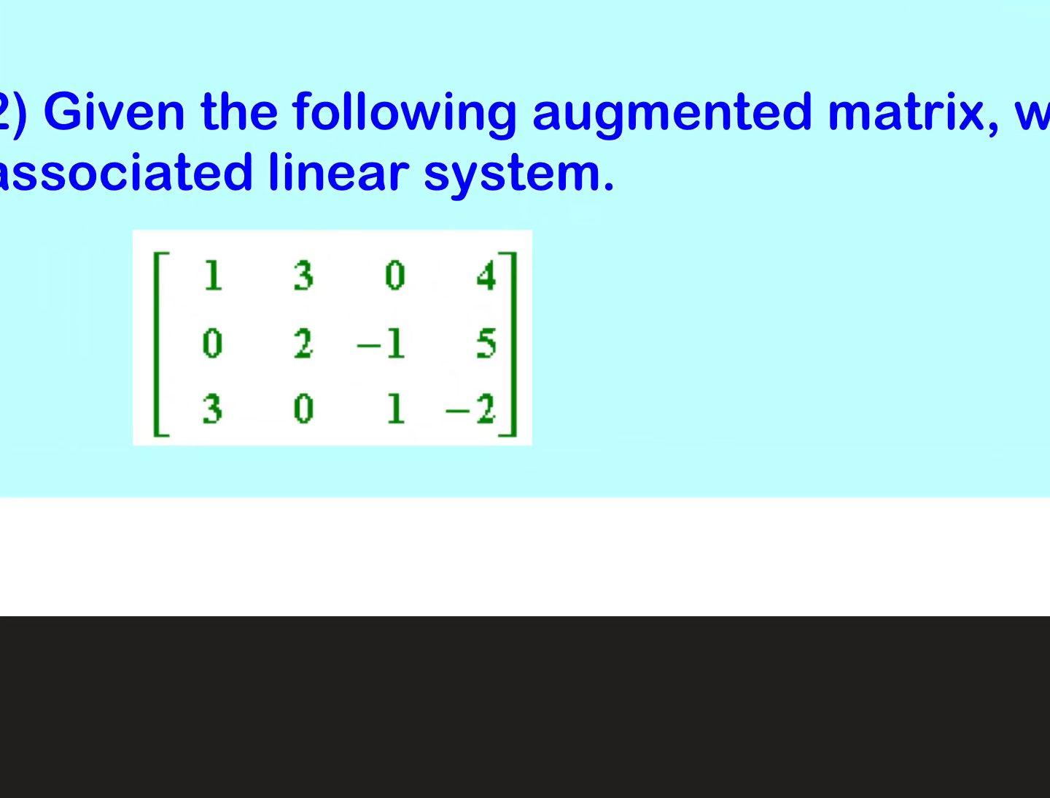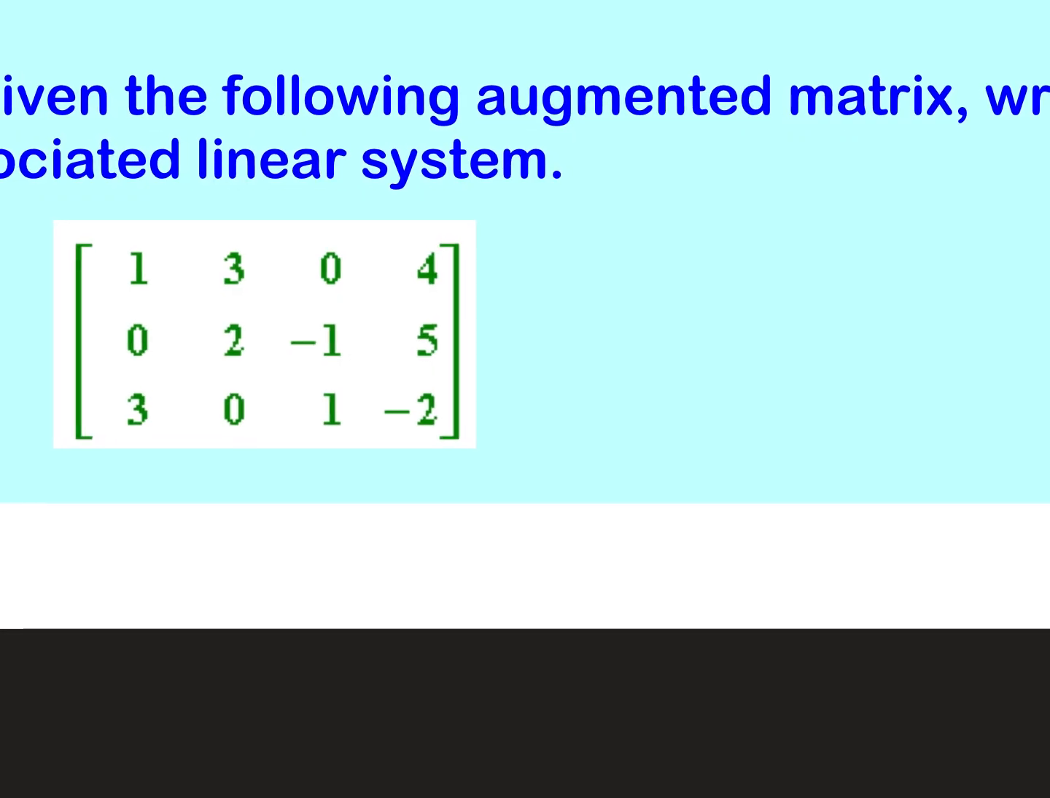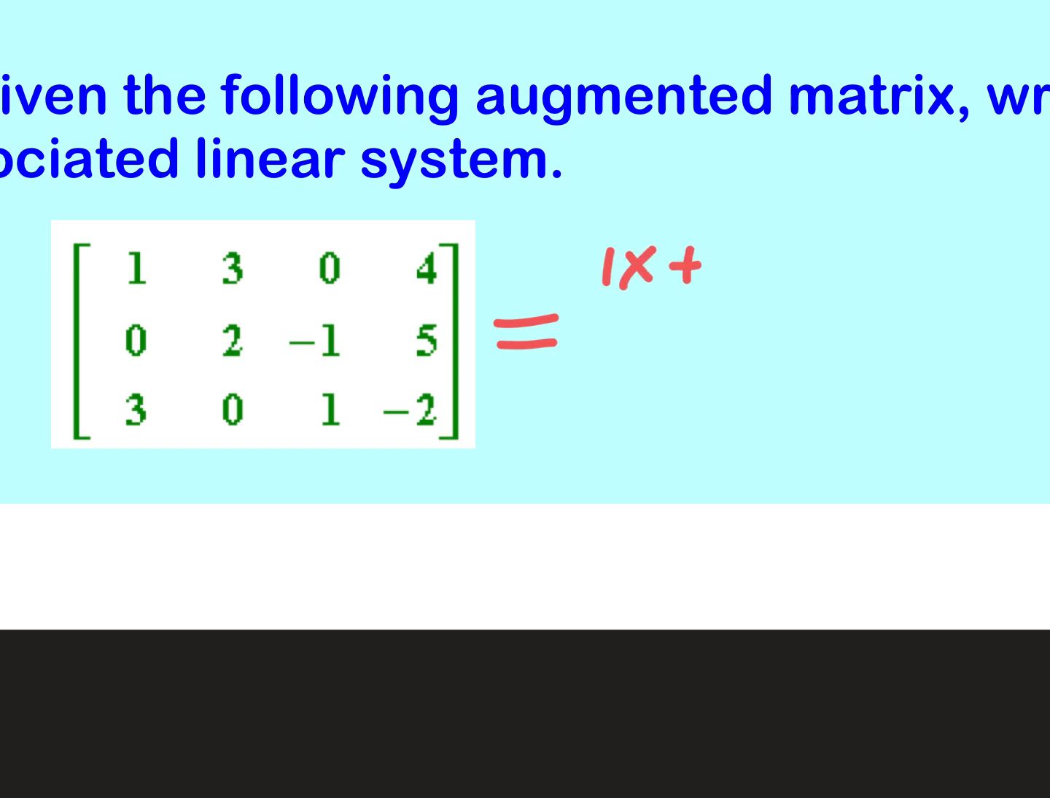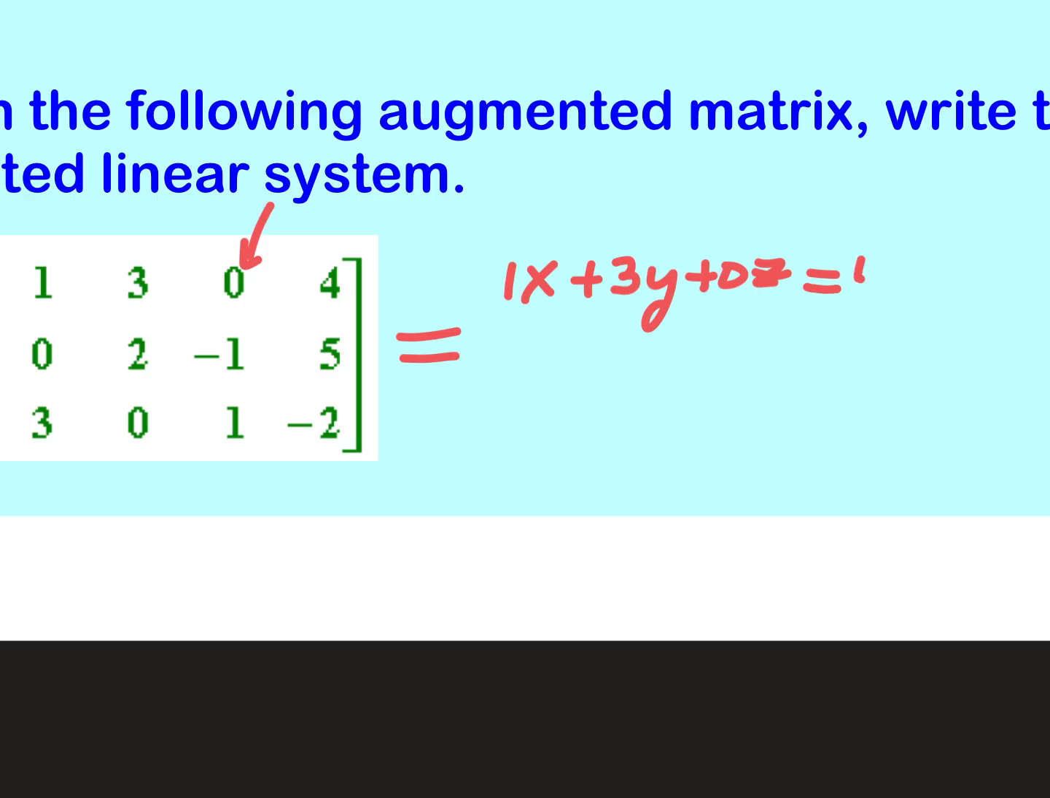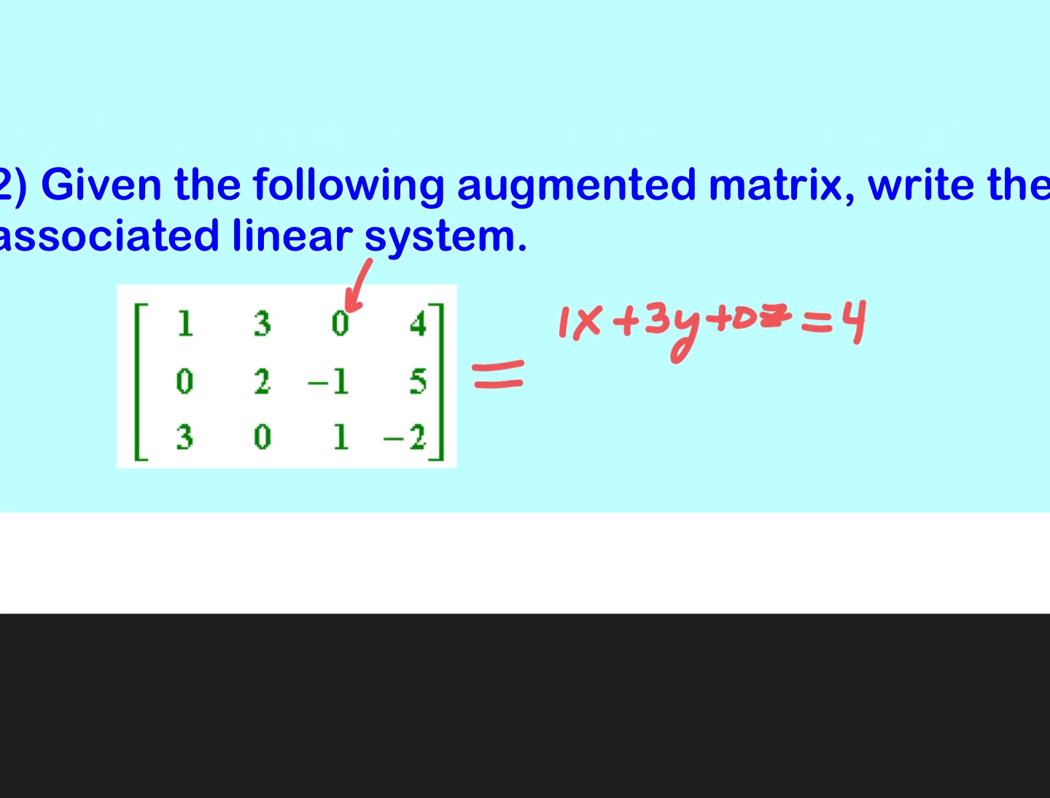Except, let's just go backwards. It's like Jeopardy. If the answer was this, then what did it mean? It meant 1x plus 3y plus 0z equals 4. Do you get how I got that?